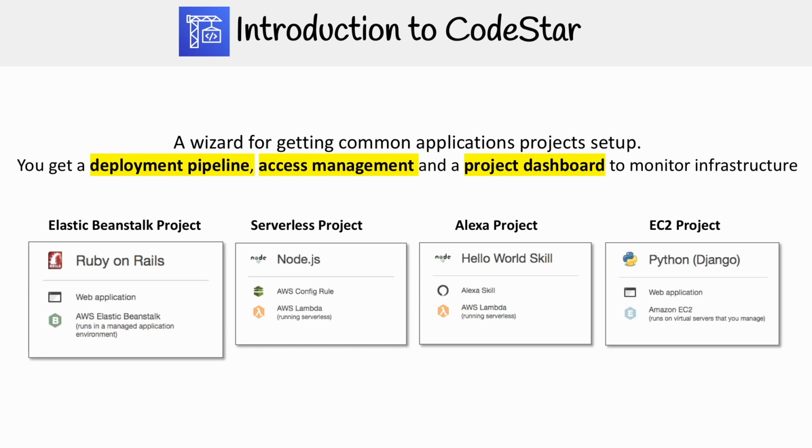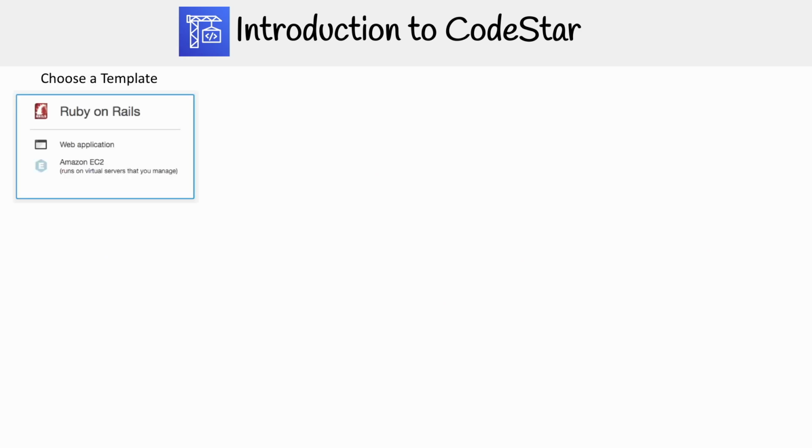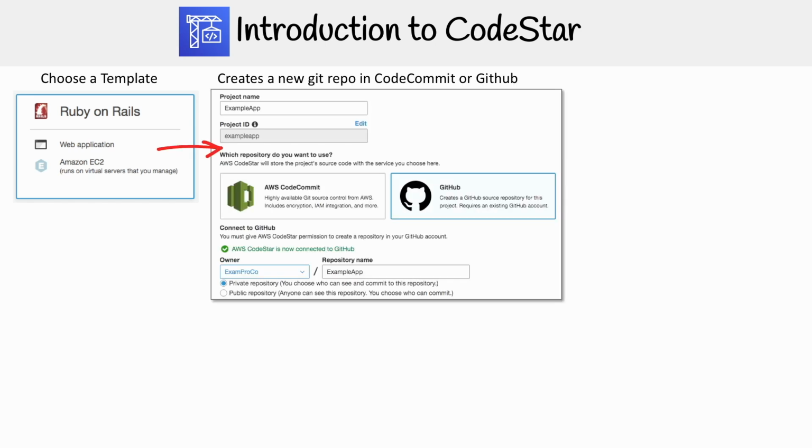So let's look further, just looking at that process here, how you'd create a project. First, you'd select a template. So here I've got Ruby on Rails on an EC2 instance. And then the next thing you're going to do is choose whether you want this to be in CodeCommit or GitHub. And it's creating a new repo for you. So you name the repo whatever you want. It's going to put all the code in there for you. It's going to basically clone whatever they have over there.